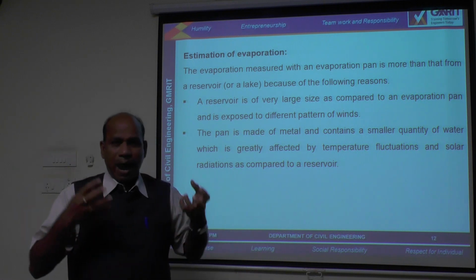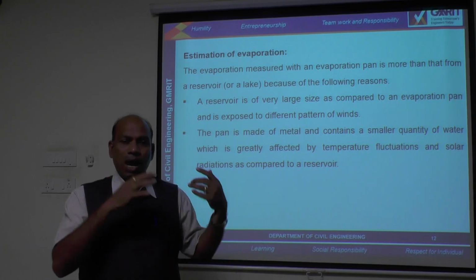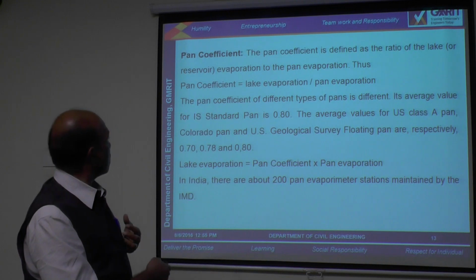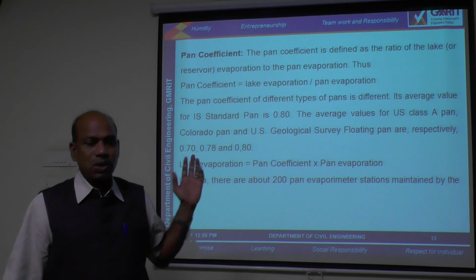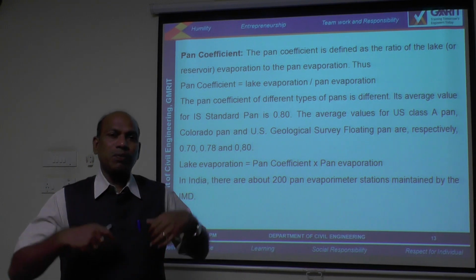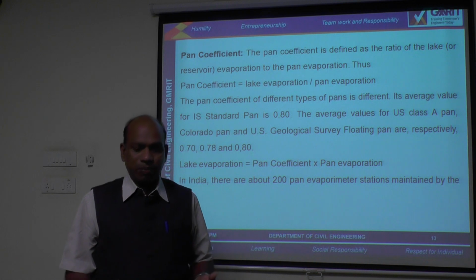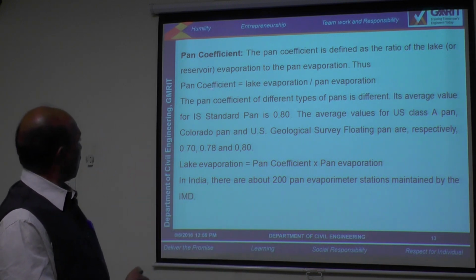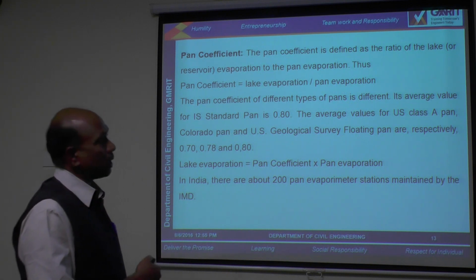To calculate actual evaporation from the reservoir or the lake, we have introduced one more term that is known as pan coefficient. Pan coefficient is the ratio between the evaporation from the lake or reservoir to that of the evaporation from the pan. Right? This is the definition.